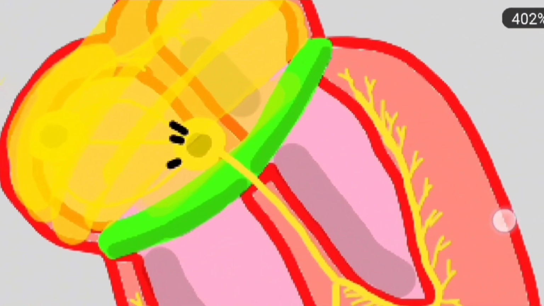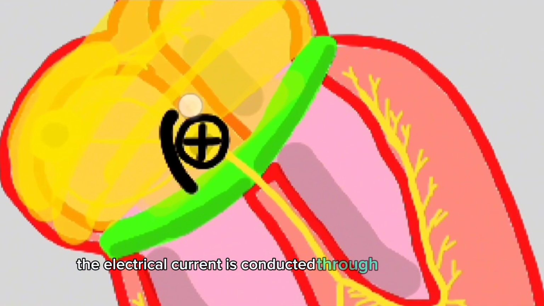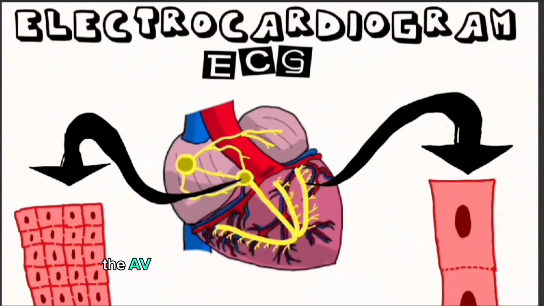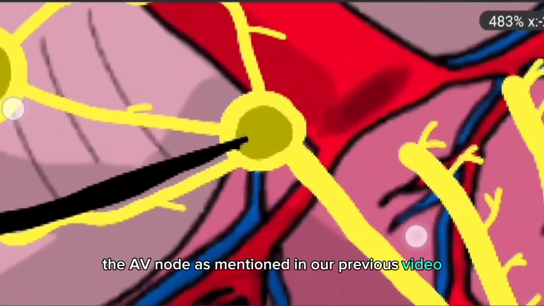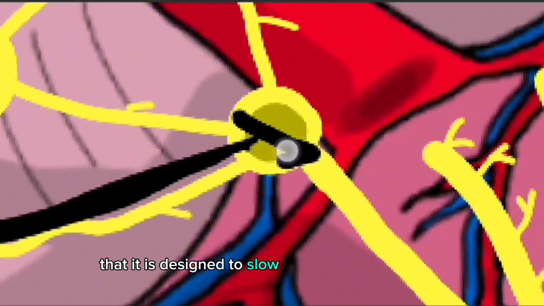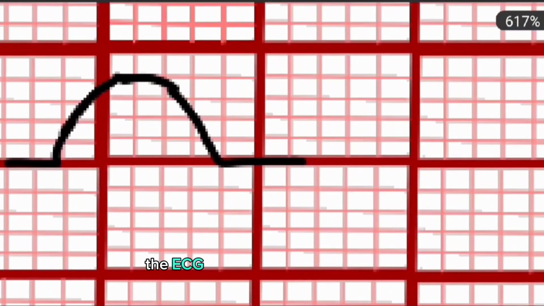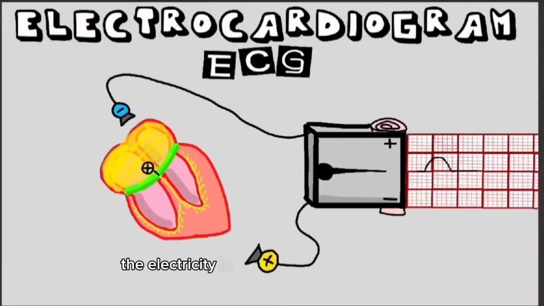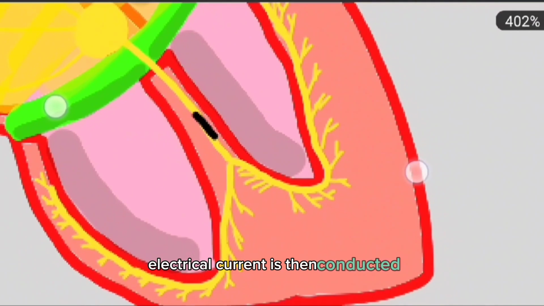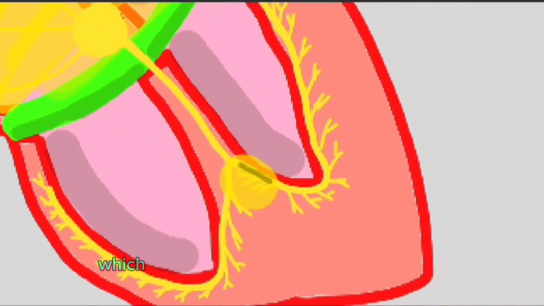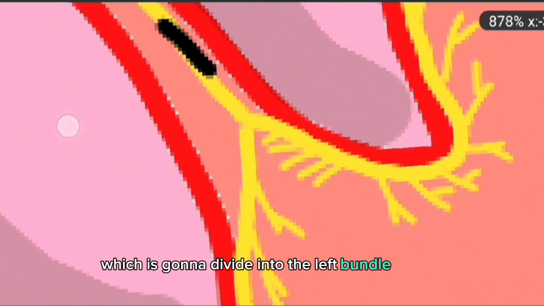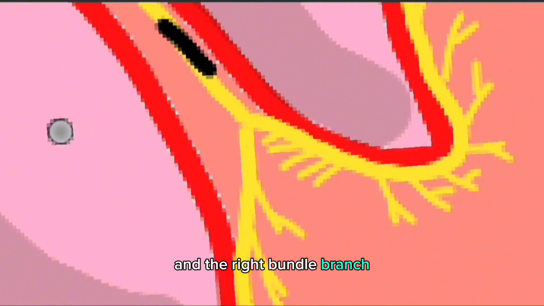From the atria, the electrical current is conducted through the AV node. The AV node, as mentioned in our previous video, is designed to slow down electrical current, giving more time for ventricular filling. The ECG machine will read a flat line during the time in which the electricity is conducted by the AV node. Electrical current is then conducted by the bundle of His, which is going to divide into the left bundle branch and the right bundle branch.